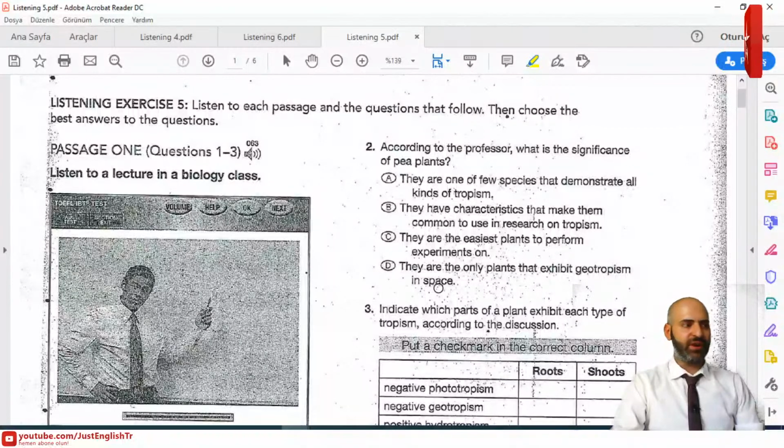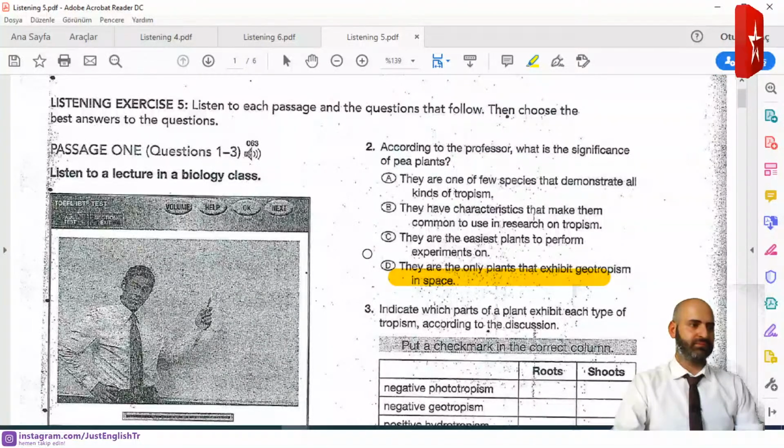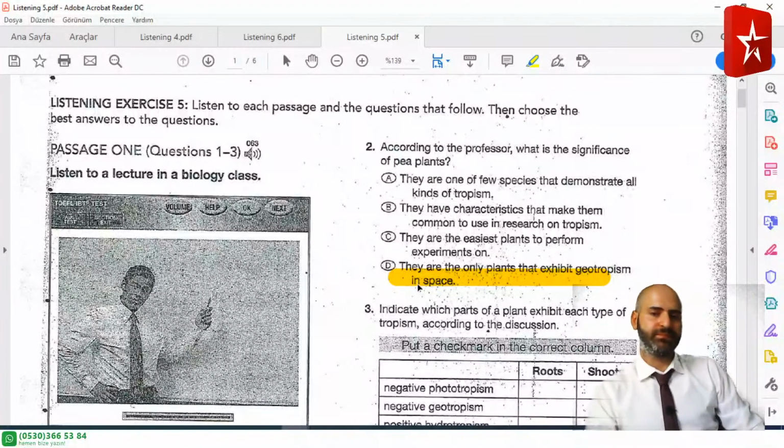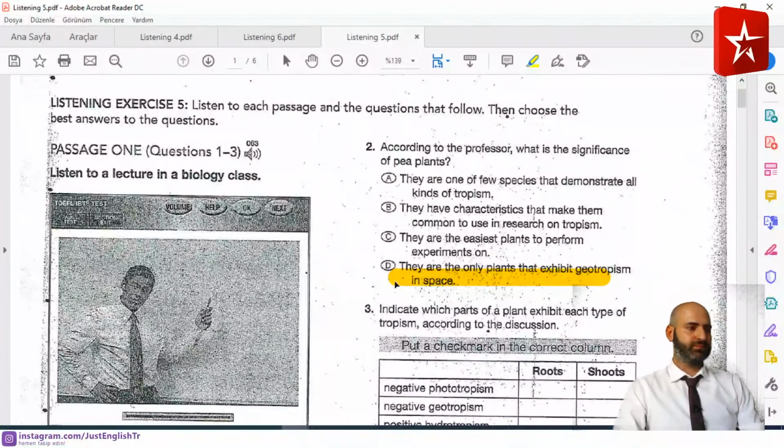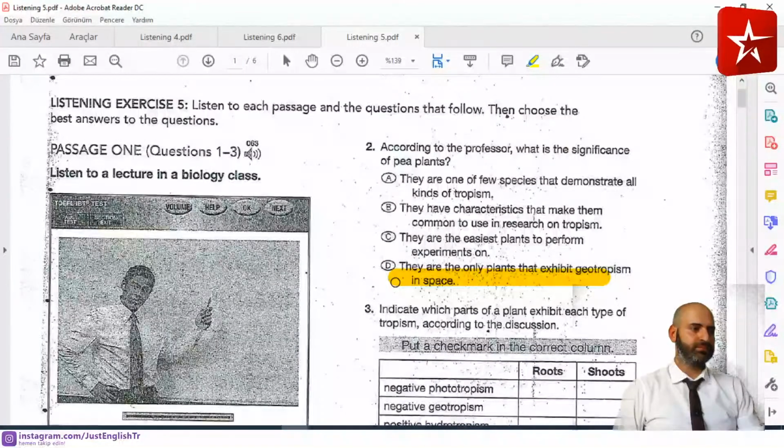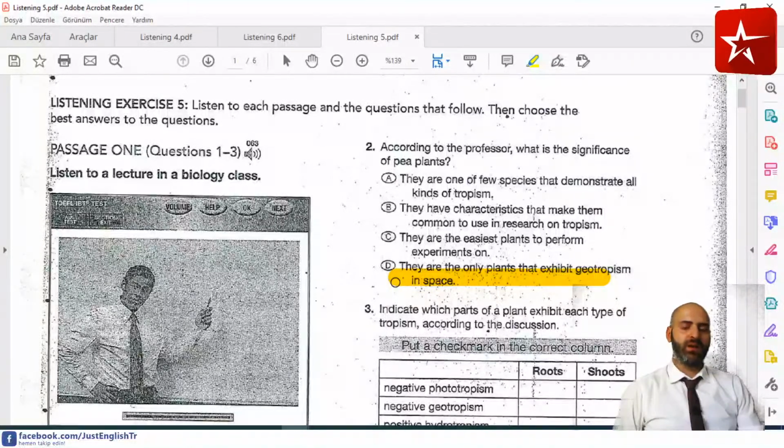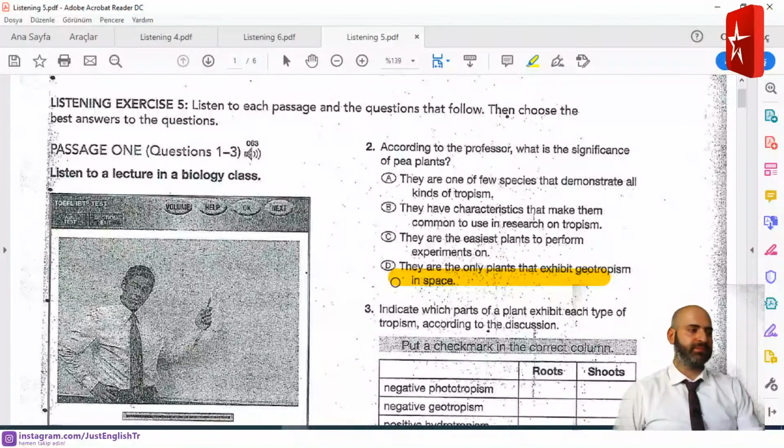Okay, D is not correct. I will help you. Definitely not D. It's not about space, guys. The professor said that these plants have been taken to space, but he did not say that they were taken to space to demonstrate geotropism.